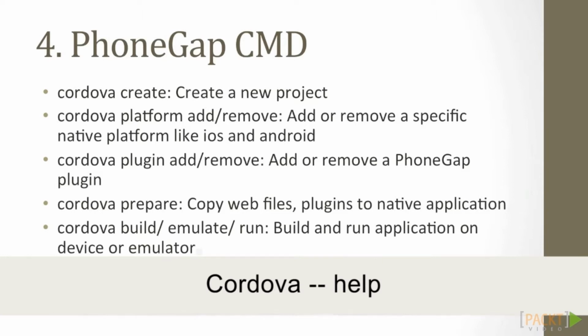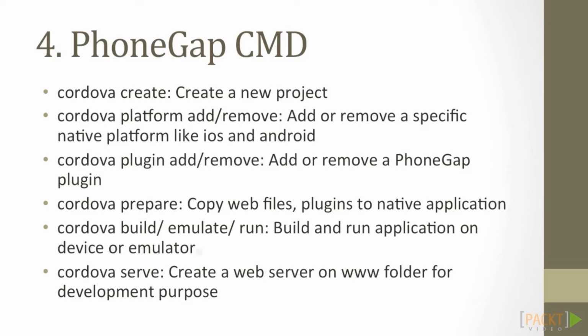The Cordova platform add and remove commands are used for adding or removing mobile platforms. The Cordova plugin add and remove commands are used to add or remove a PhoneGap plugin. The Cordova prepare command copies web files and plugins to native applications. The Cordova build, emulate and run commands build and run applications on a device or simulator. The Cordova serve command creates a web server on the www folder for the purposes of development.